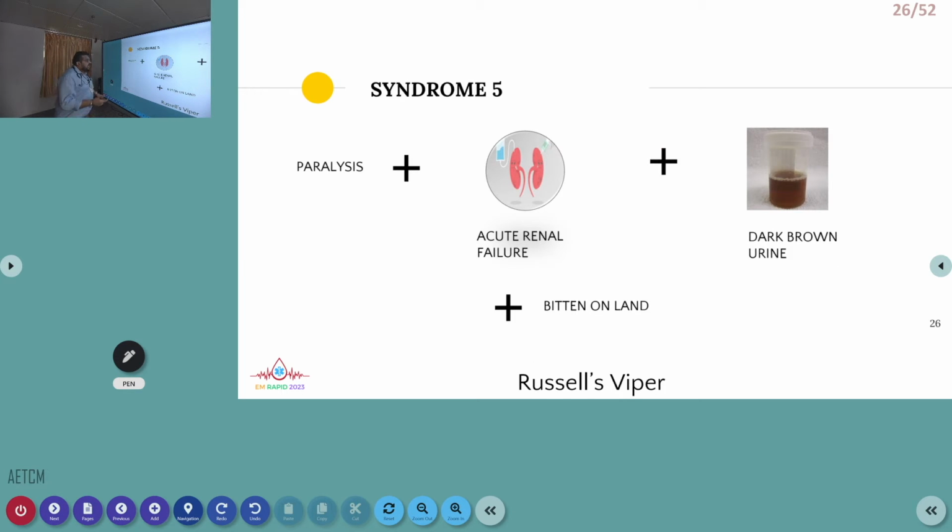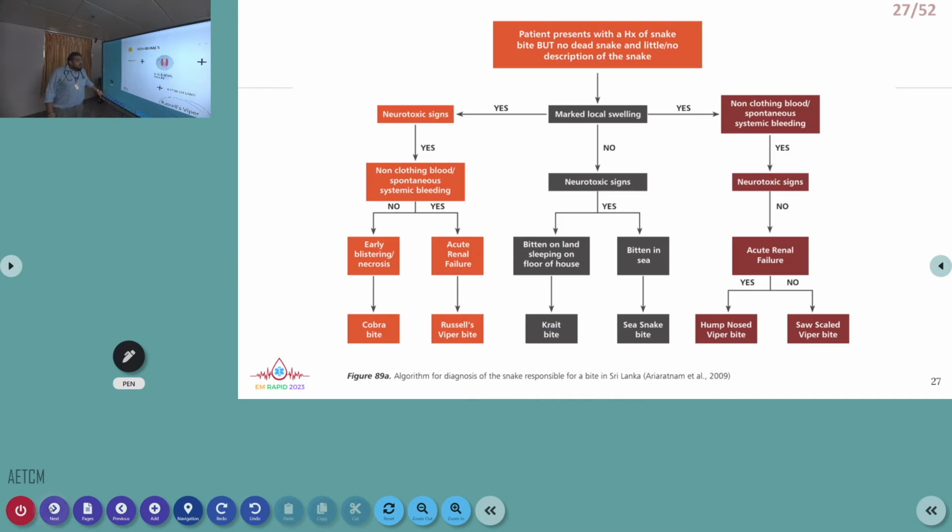So again, finally, if it is bitten in the sea, it is a sea snake. When it is bitten on the land, and there is renal failure, paralysis, and dark brown urine, that is myoglobinuria. Basically, you need to remember Russell's viper. So these are the major 5 syndromes that we have discussed now.